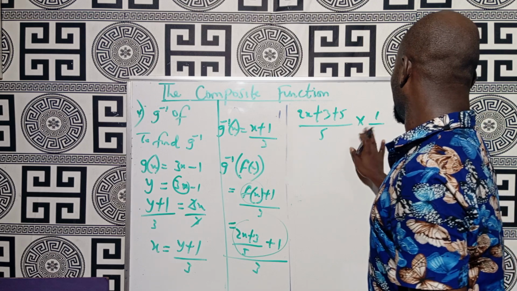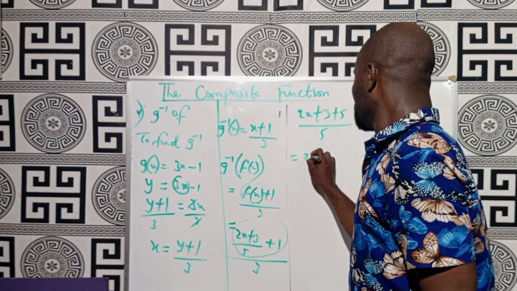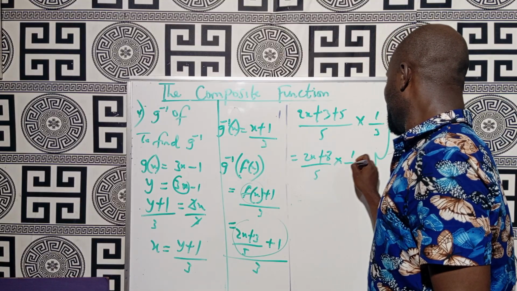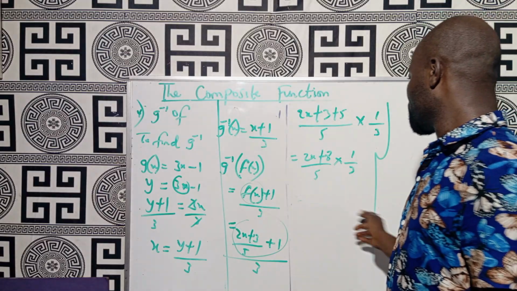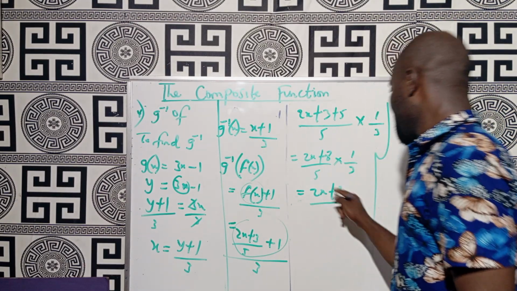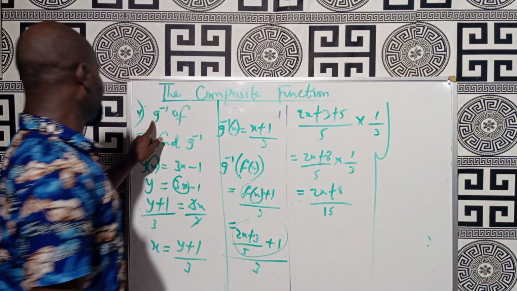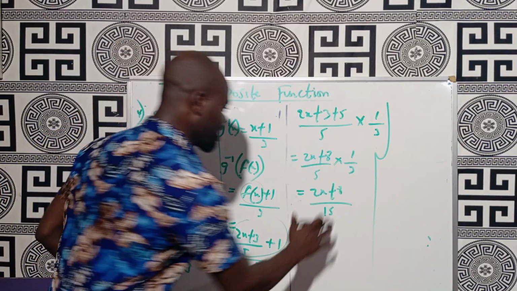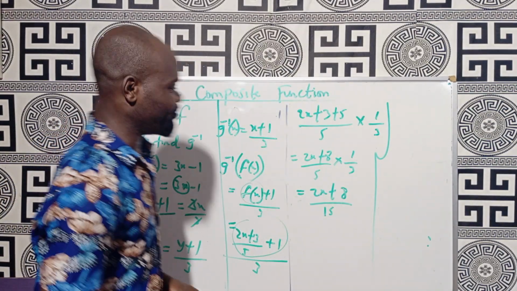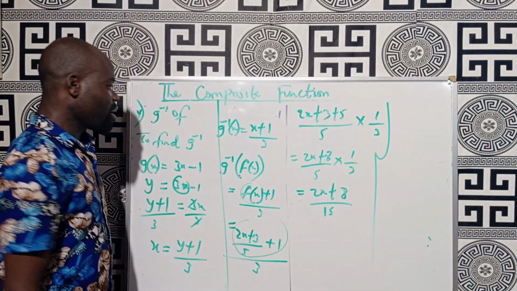So now, that's what we're going to do. That's what I did there. So from there we have what? We have 2x plus 3 plus 5 is 8 over 5 times 1 over 3. So this is going to be 2x plus 8 all over 5 times 3, which is 15. That's my result, you can see. So g minus 1 of f gives me 2x plus 8 all over 15. Very easy and simple. So since we've gotten that, what's the next thing?